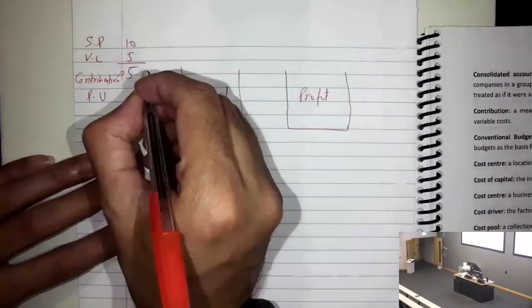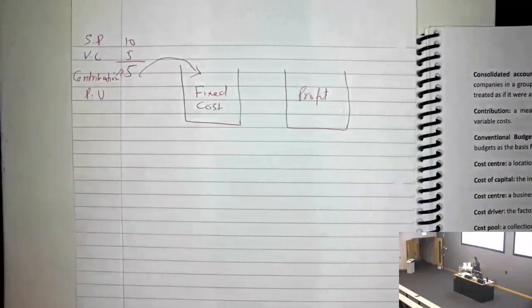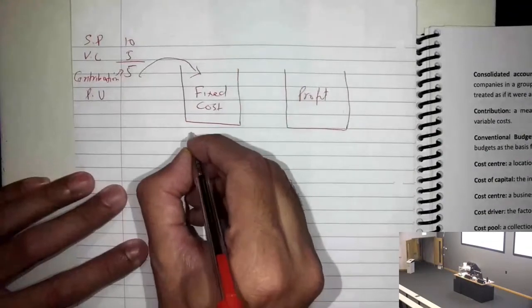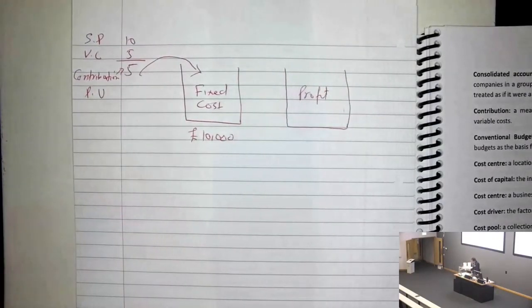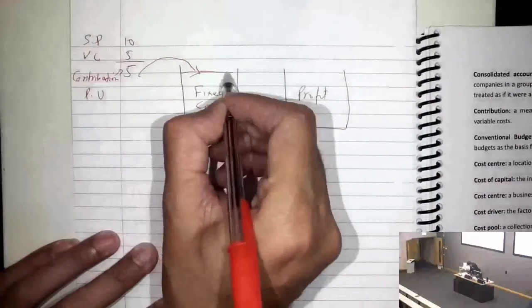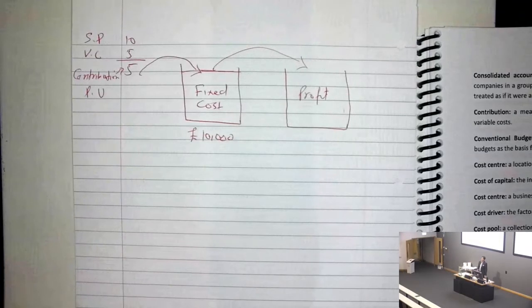Every time we sell it, it contributes towards meeting our fixed costs. Let's say our fixed costs are £10,000, and once this is full, then it contributes towards our profit. So that is the simple concept of contribution towards fixed cost and profit.